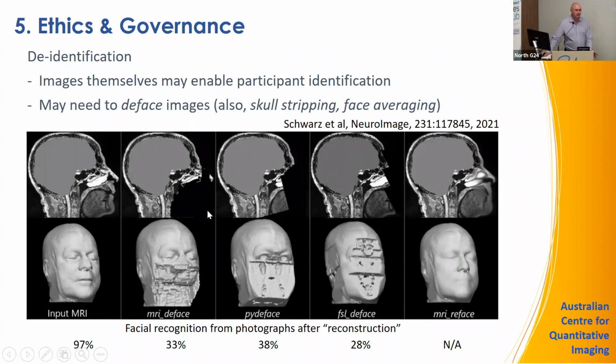And already groups have developed deep learning algorithms that will take what's left after this process and reconstruct the face and be able to predict who that individual is. So we've got to think about those sorts of things.